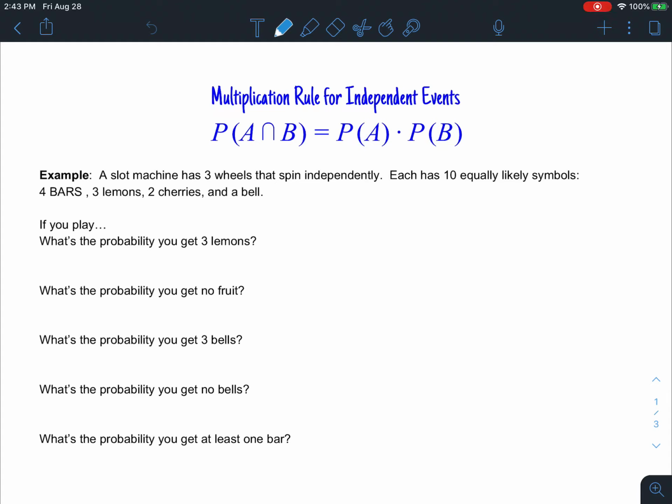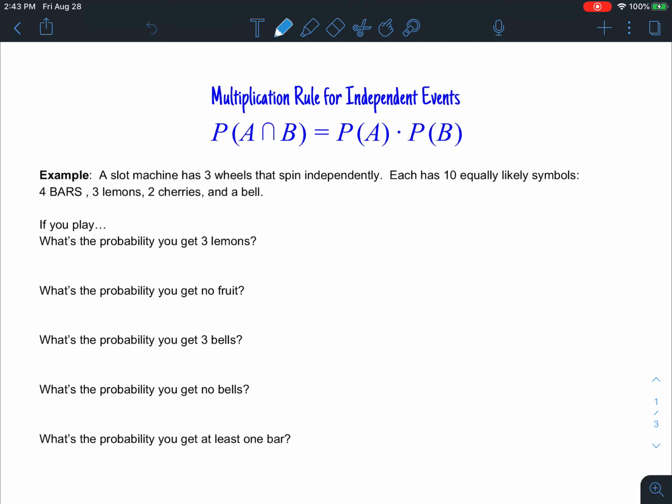Hey guys, this is your video for the multiplication rule. So today we talked about some independent events. Just a reminder that two independent events are when one event does not affect the occurrence of the second event. Okay, so just kind of remembering that.